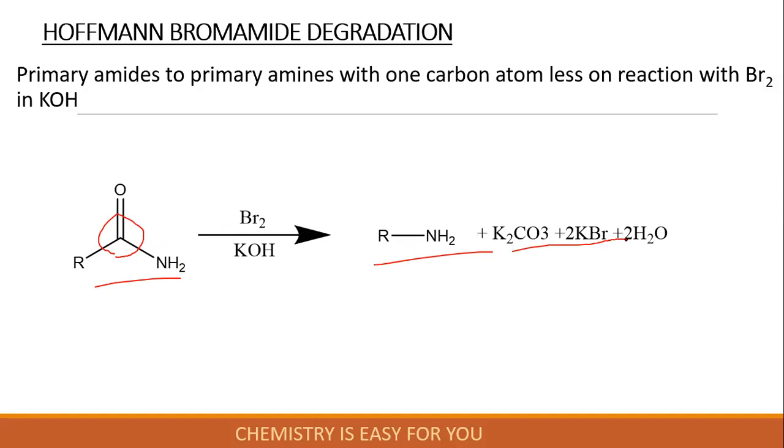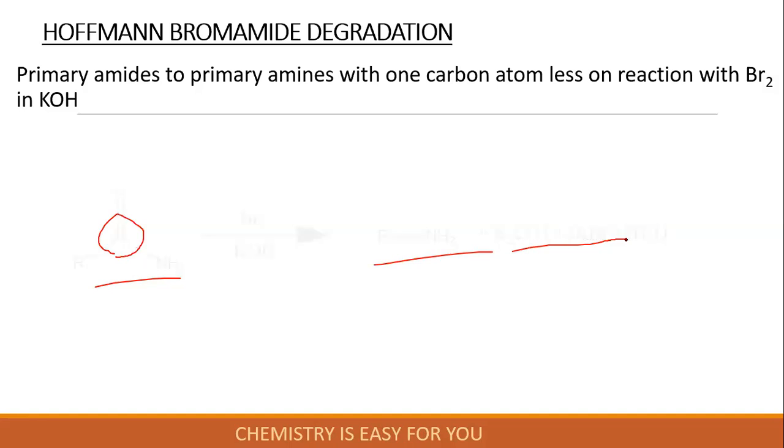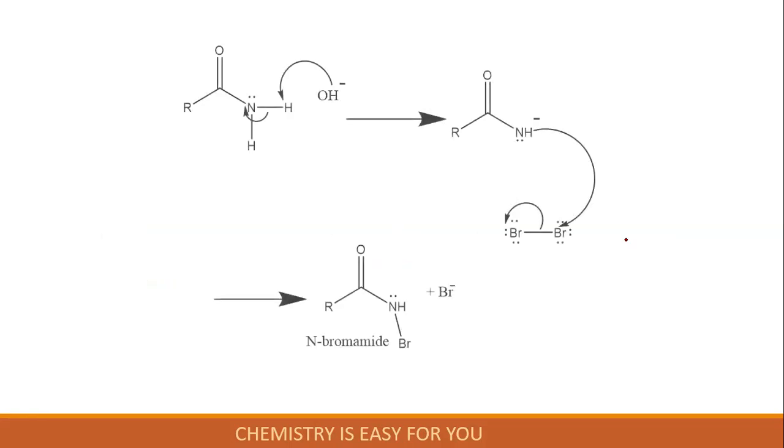This is Hofmann-Bromamide degradation. Since this is a really important reaction, and in the next few reactions we will be coming across something very similar, we will be discussing the mechanism of this particular reaction. So in this reaction, at first, this is our amide. The OH minus from KOH will be abstracting a proton, and this bond will shift to nitrogen and give a negative charge on the nitrogen. So in the first stage, the OH minus takes the hydrogen and gives a negative charge to nitrogen.